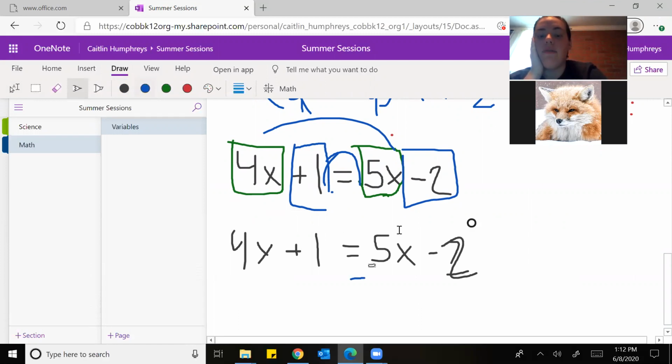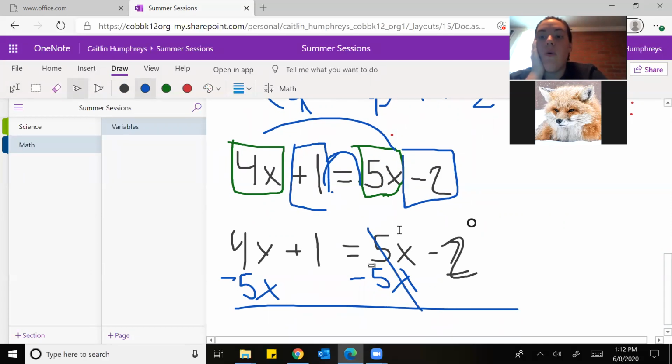This is a positive 5, so I'm going to subtract 5. And what I do to one side, I have to do to the other. So I've done my like terms. I had $5, I spent 5. Well, 4 minus 5, if I have $4 and I spend 5, I now have negative $1. Bring down the other variables I still had.